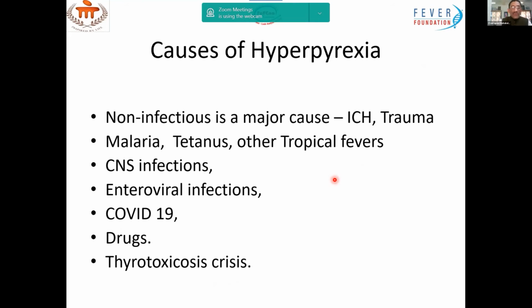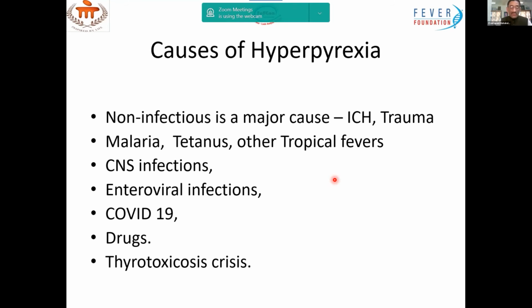Generally, we feel that infection is the major cause of hyperpyrexia. It is not. As I've already mentioned to you, the body knows how to handle the infection and the adaptive response, and it controls the adaptive response. A large number of hyperpyrexia cases are seen in conditions like intracerebral hemorrhage, pontine hemorrhage, thalamic involvement, or intracranial trauma. In terms of infections, malaria, tetanus, and other tropical fevers can produce hyperpyrexia. CNS infections, enteroviral infections, and COVID-19 are notorious causes of hyperpyrexia.